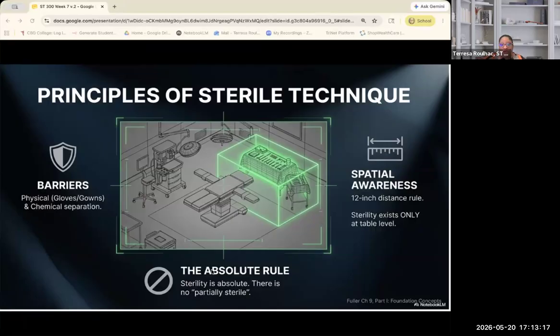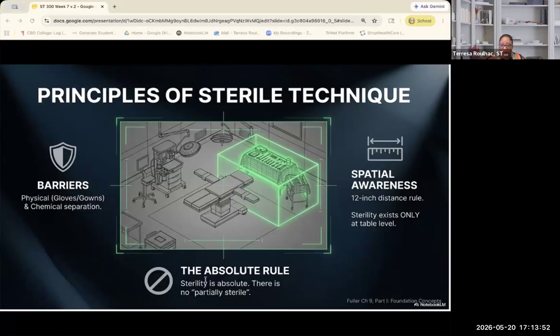We got to talk about barriers. Our primary barriers are physical, okay? As CSTs, what are some of the physical barriers that you've read or that you even know that help protect the patient and us that we deal with? Our PPE, yes, gloves, gown, drapes, okay? Their chemical separation, skin prep, antiseptics. Barriers create separation between contamination and sterile zones.